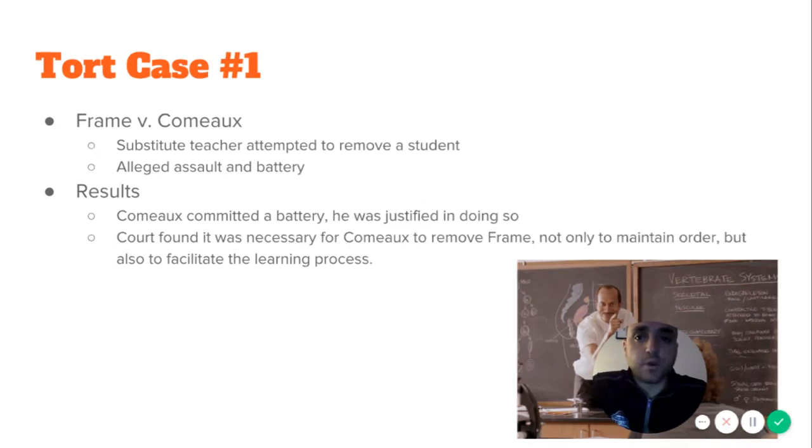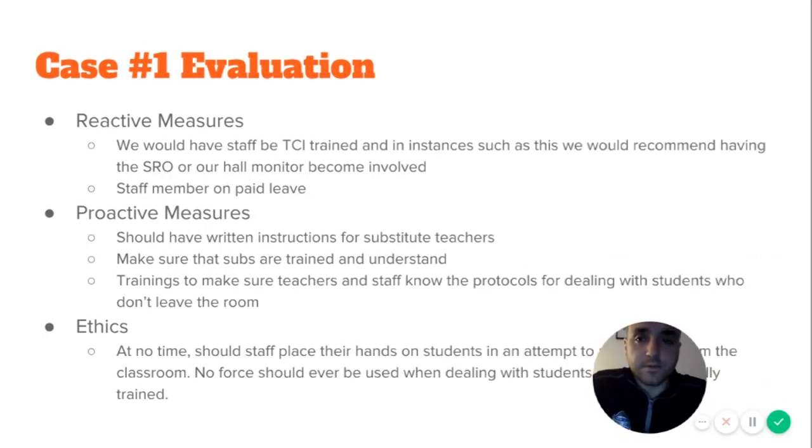Tort case number one is Frame v. Camo, and this is where a substitute teacher attempted to remove a student from class, and it was alleged that there was an assault and battery that occurred. Results: the court found that even though the substitute teacher did commit a battery and laid hands on a student, he was justified in doing so. It was necessary to remove the student, not only to maintain order, but to facilitate the learning process.